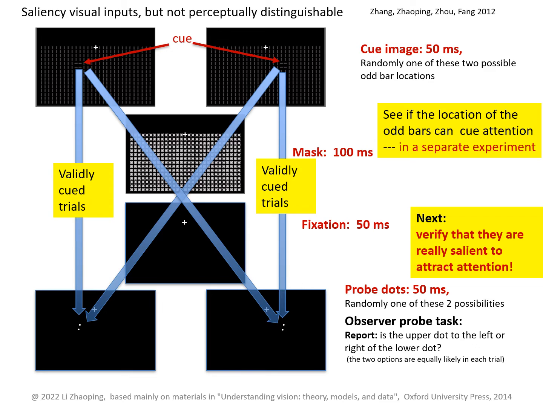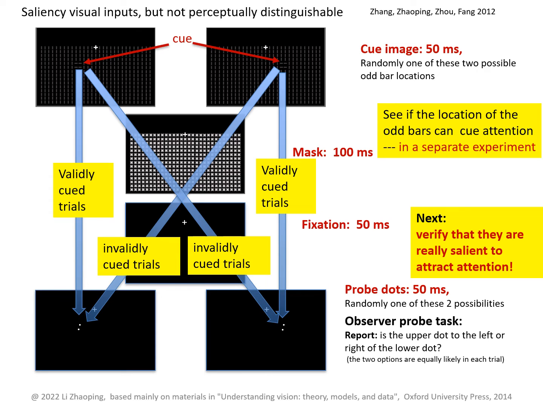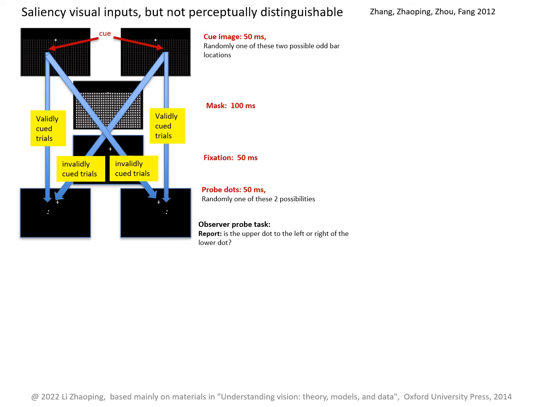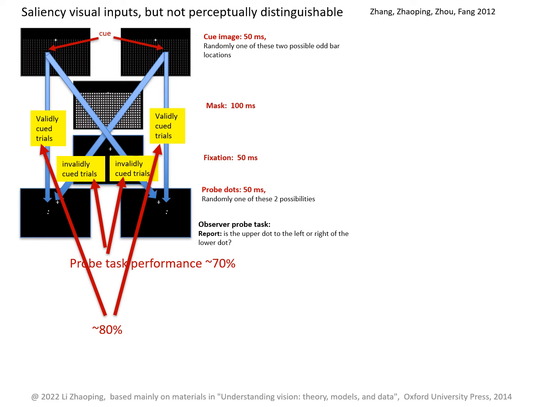So if the cue is salient enough to guide attention, the task performance should be better in the validly cued trials in which the probe dots appeared at the same side as the preceding cue, in contrast to the invalidly cued trials. The probability that the observers gave the correct answer to the probe task was about 70% when they were invalidly cued. But this percentage of correct reports was about 80% when they were validly cued.